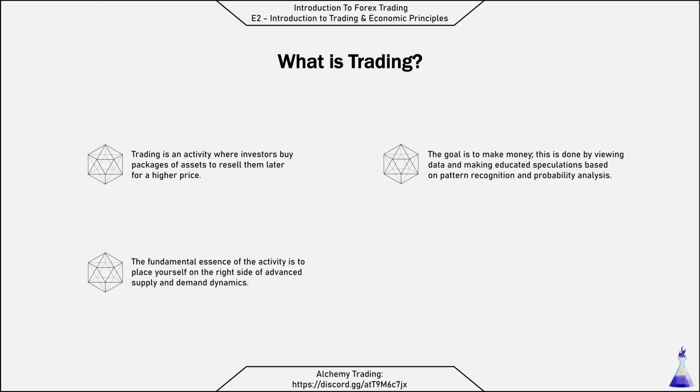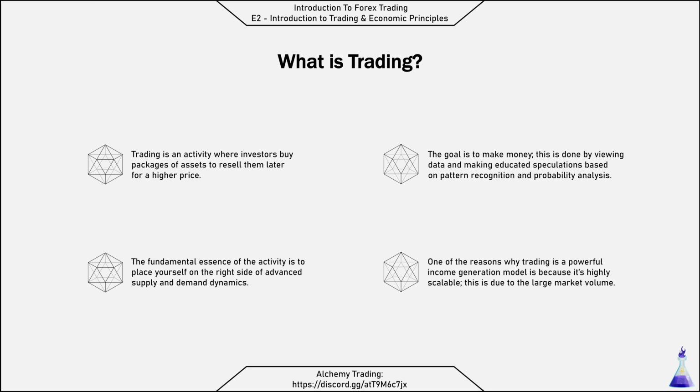The fundamental essence of the activity is to place yourself on the right side of advanced supply and demand dynamics. By taking positions on the right side of these scenarios, you have the potential to make a large profit. One of the reasons why trading is such a powerful income generation model is because it's highly scalable.